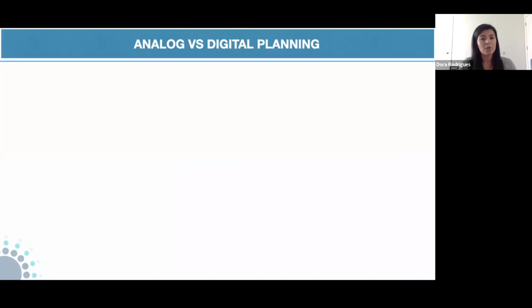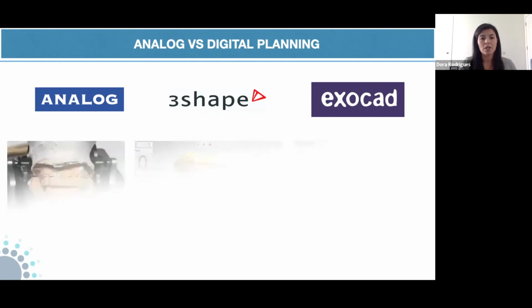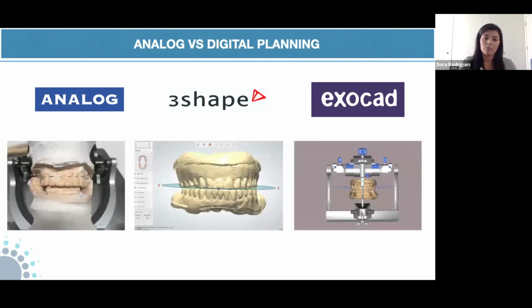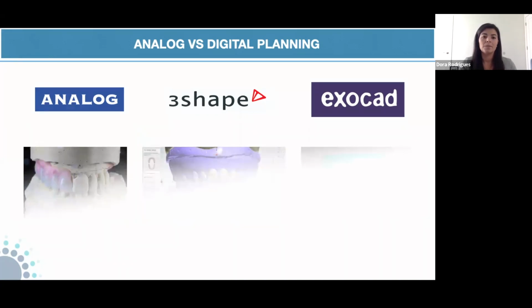So what are the differences between analog and digital? Not many. You just need to get comfortable with the software, but they're pretty much the same. Here I'm just comparing the different steps that we would have on the analog and the two other main softwares. And they all start with planning your models into the right centric relation, and how to create that path of insertion to remove the concavities and make sure that your denture fits passively.